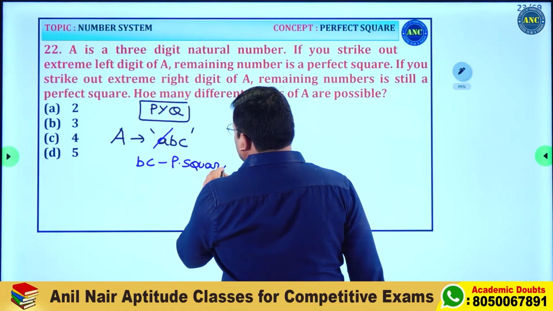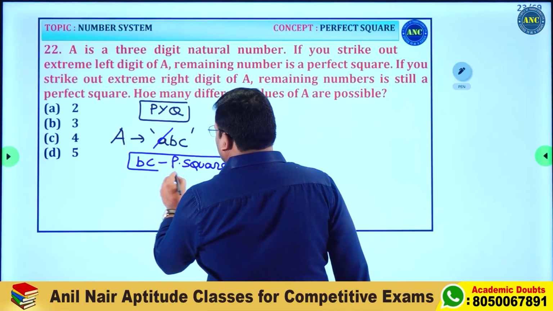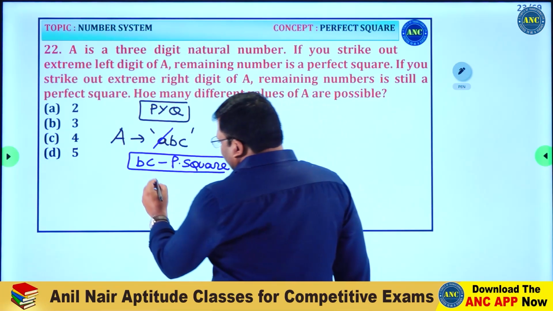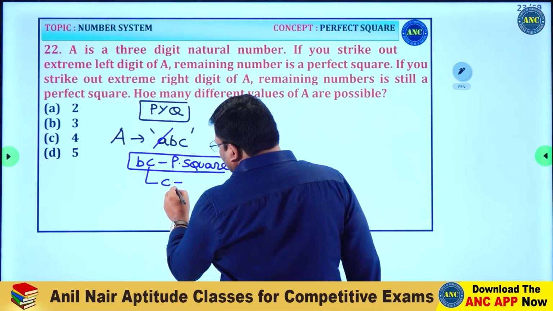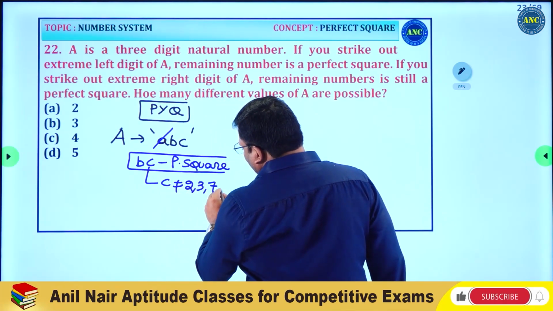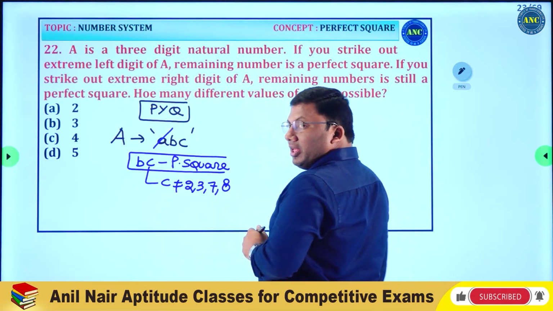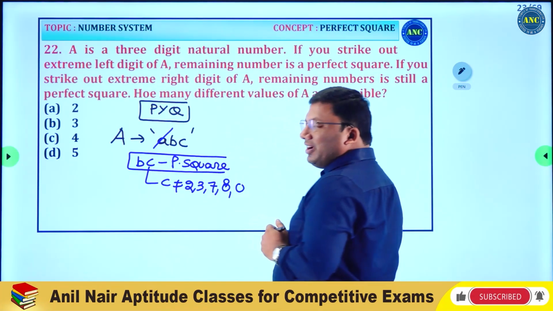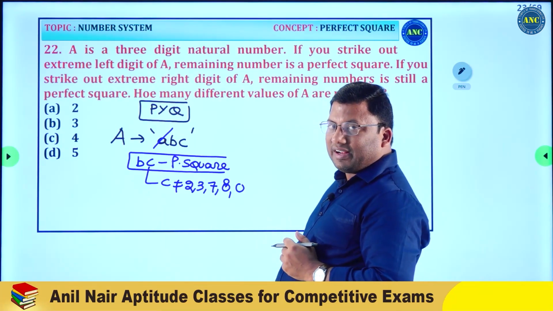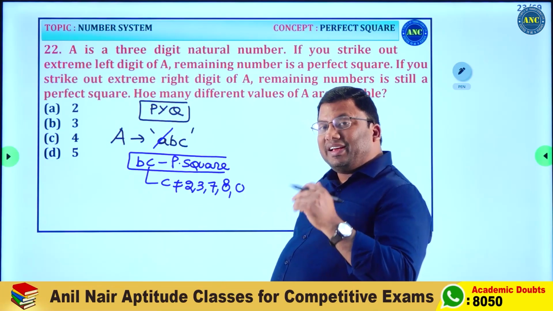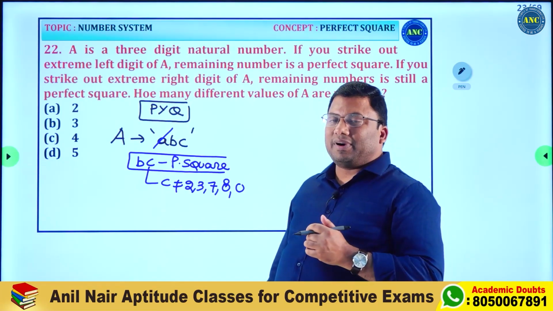Because BC is a perfect square, the unit digit cannot be 2, 3, 7 or 8. It cannot be 0 either. Why? Because if it is 0, I will get 00, and then only when A is 0 would the entire number be 0.